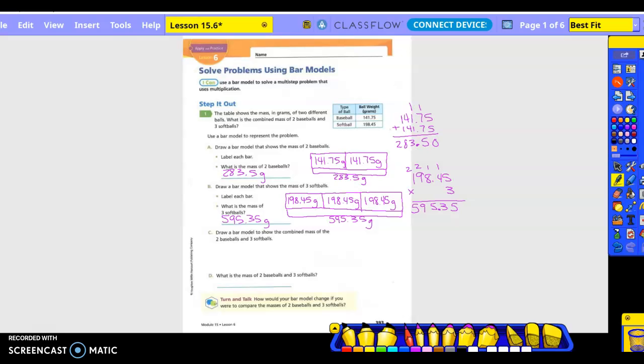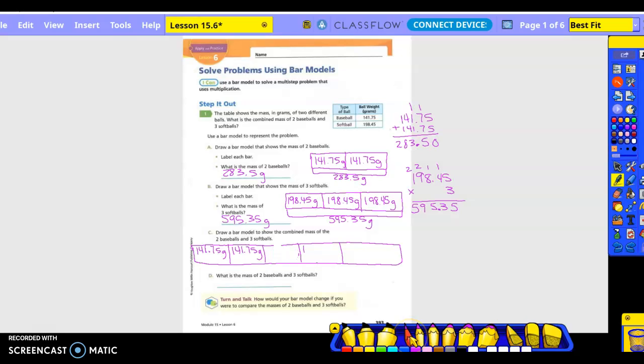Okay, now draw a bar model to show the combined mass of both the 2 baseballs and the softballs. So we're going to have a bar model that's super long. And then we're going to break it into 5 pieces. And then 141.75 grams, 141.75 grams, 141.75 grams, and then, oh, whoops, I did that wrong. I wrote that too many times.